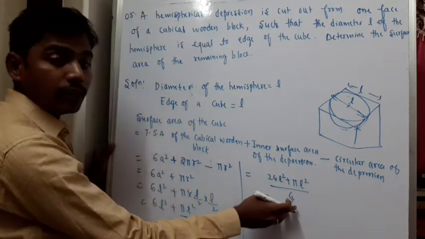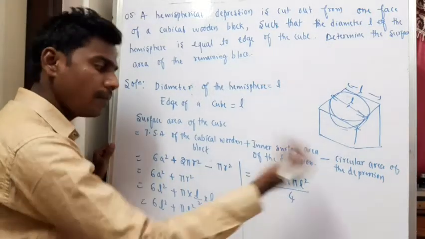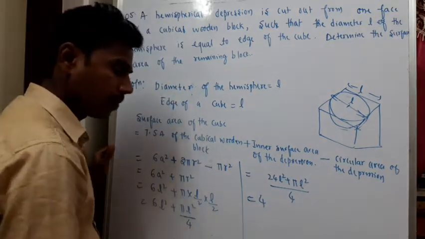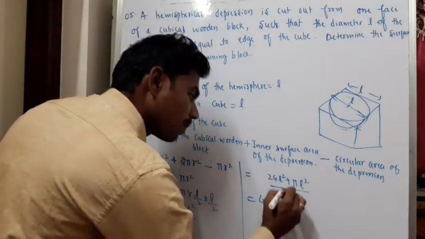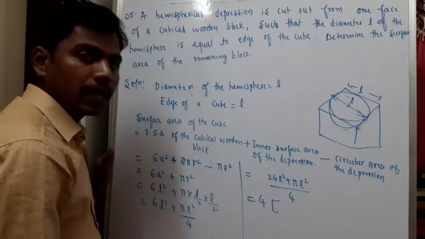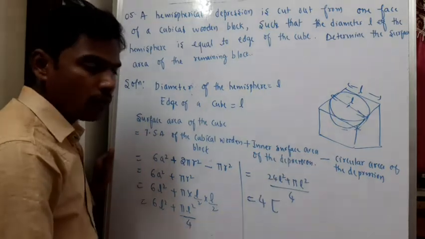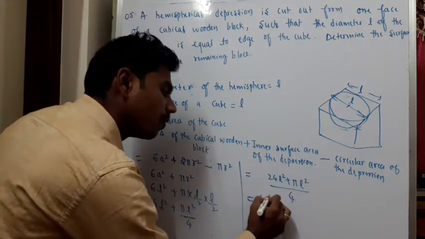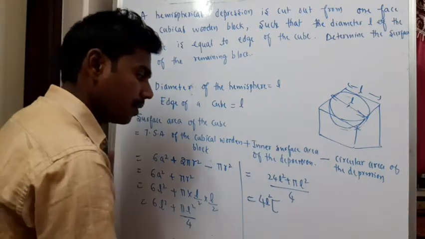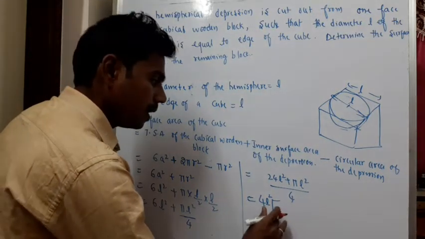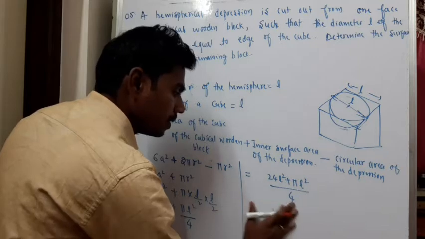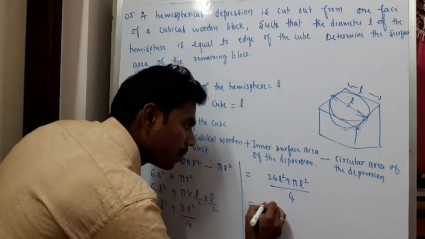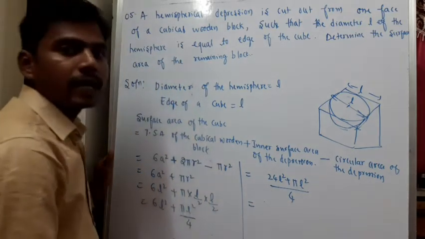So what I do, I need to eliminate the 4. I'll multiply it with 4. If I multiply the entire equation by 4, what will happen? If I take 4 and I will take L square out, 4L square, then it would be equal to, what I do, wait, what I do, I'll multiply and divide by 4.